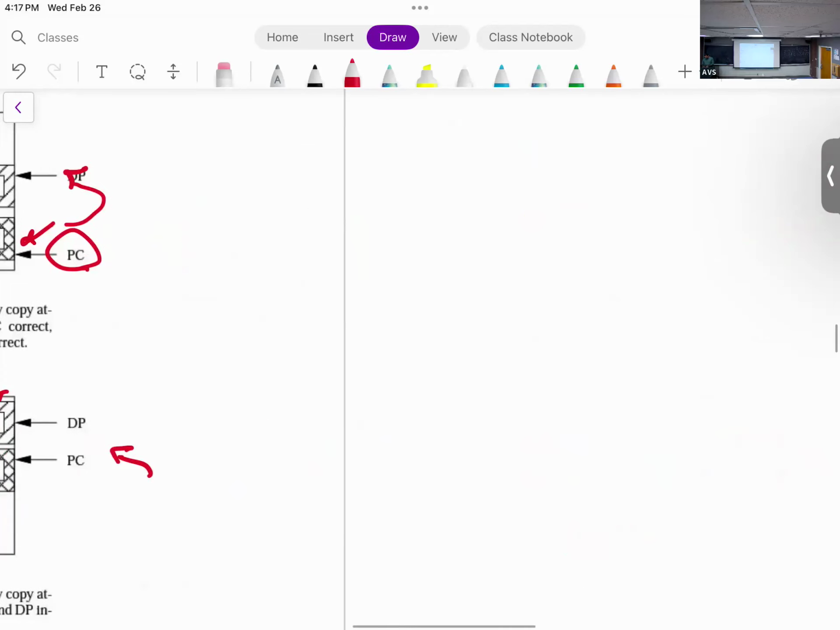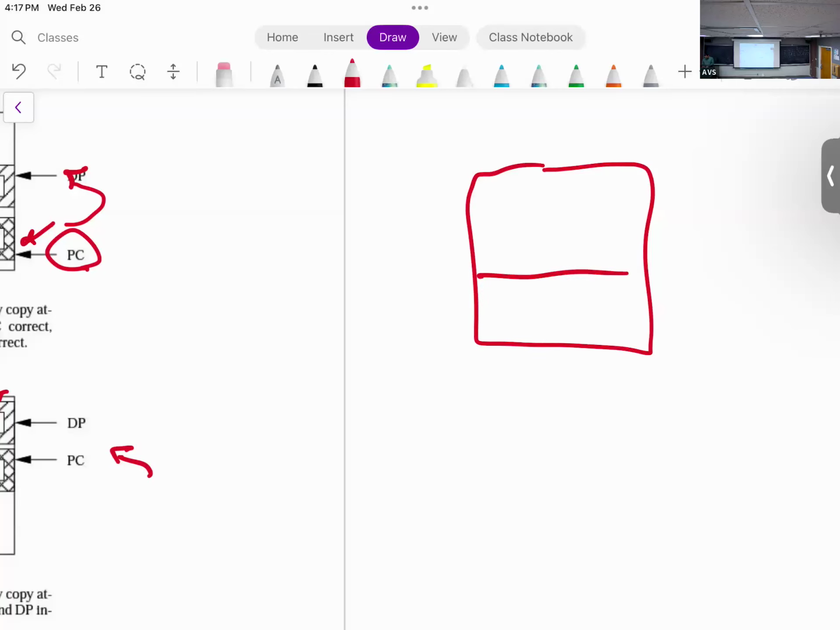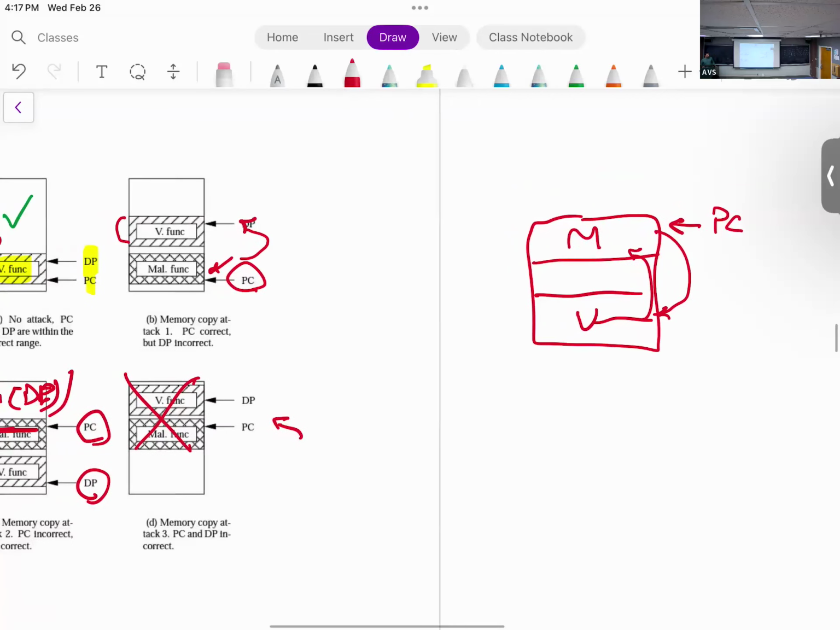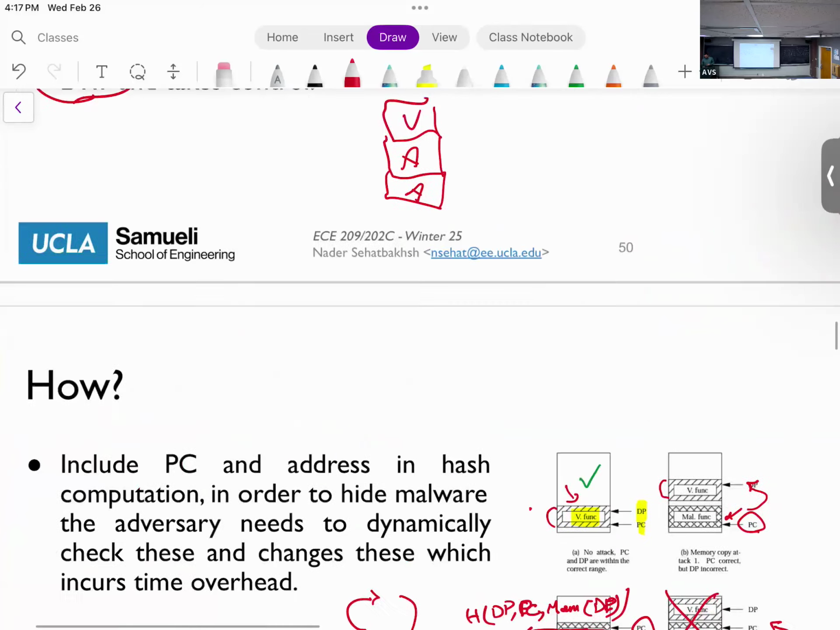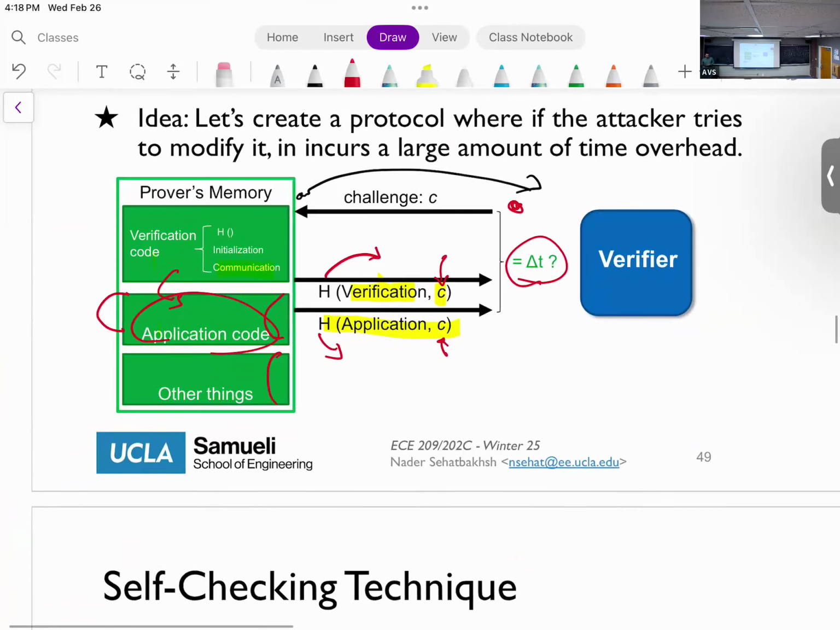So for example, the adversary can do something like this: V is here, the malicious code is here, and then originally PC was here. So every time they need to compute the hash, they have to jump here, run one instruction here, and then somehow jump back here and then continue. So this will result in lots of jumps or a lot of changes, or they have to decompress. There are lots of things that the adversary can do in order to achieve this, but all of them will result in more computation, which is not going to pass the timing requirements of the attestation.